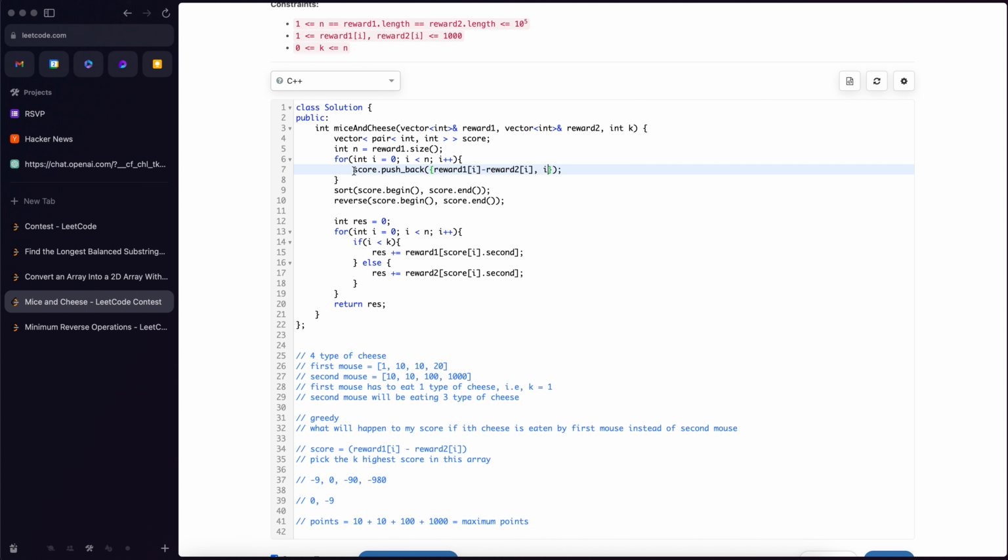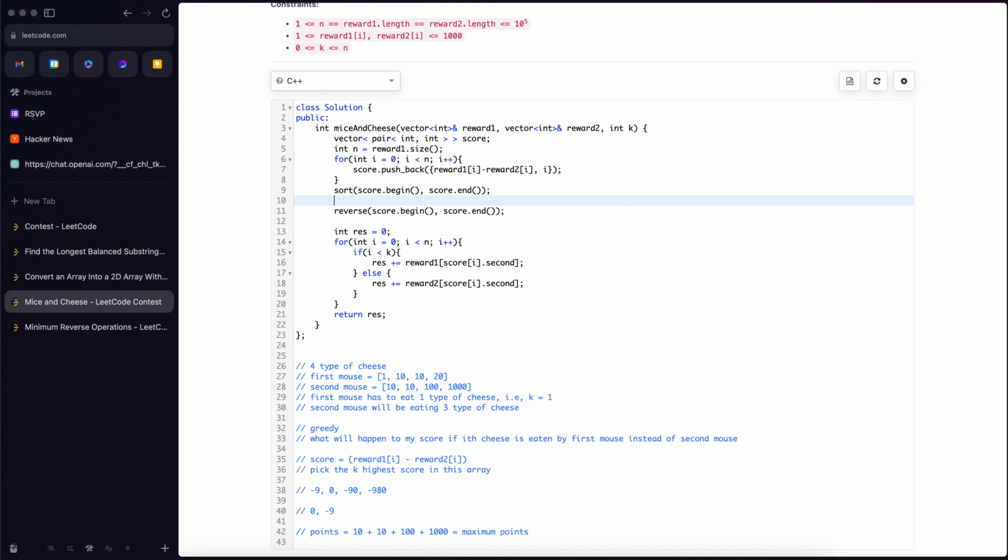So I calculated the score and sorted it, but this sorts in ascending order. I had to pick the first k maximum score values, so I reversed it. This just reverses any given array in place, and then I calculated my final answer.